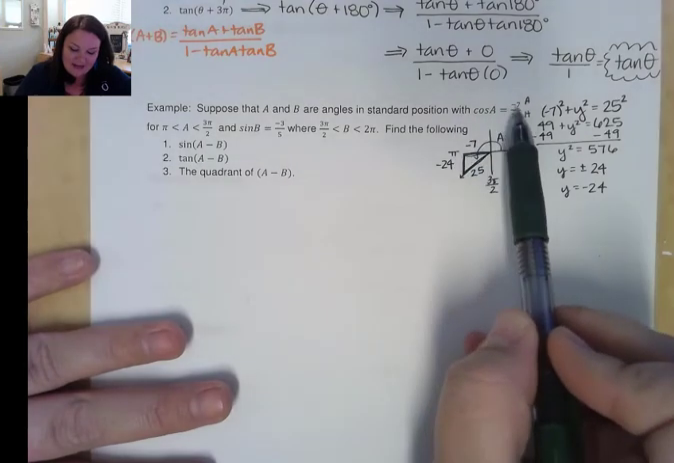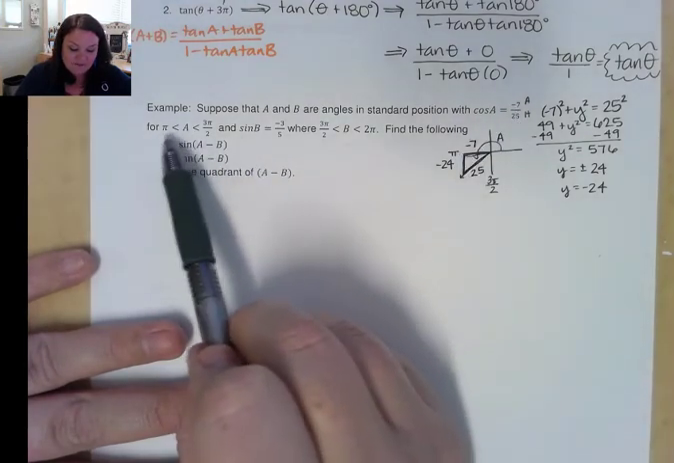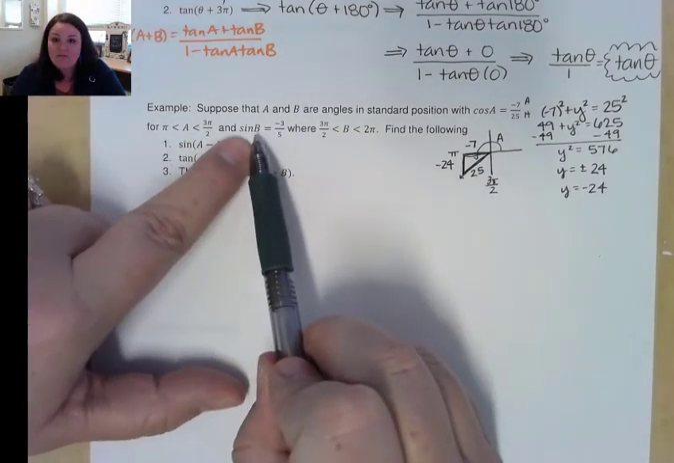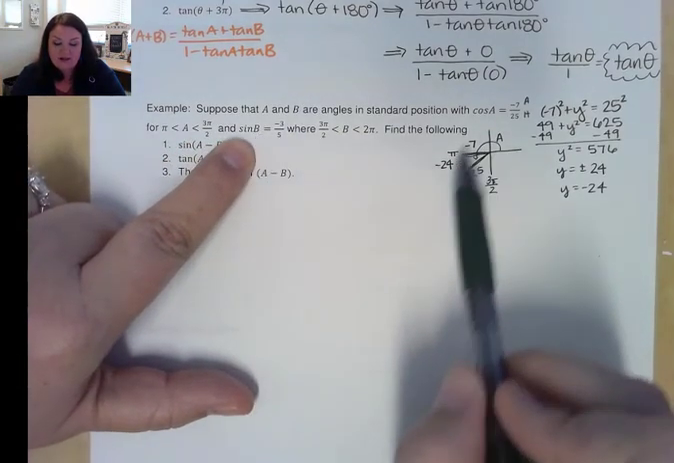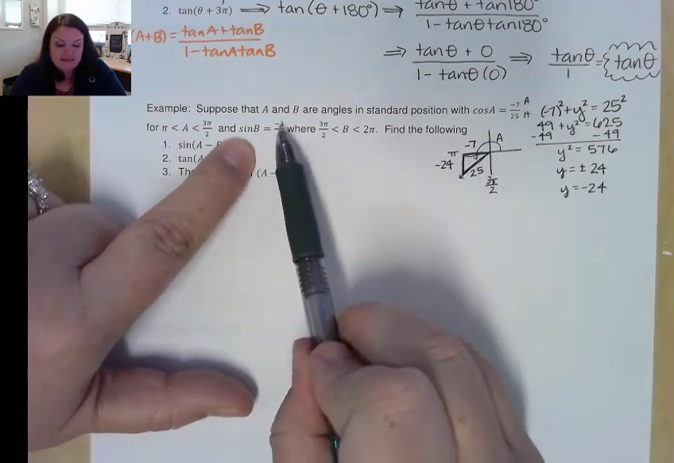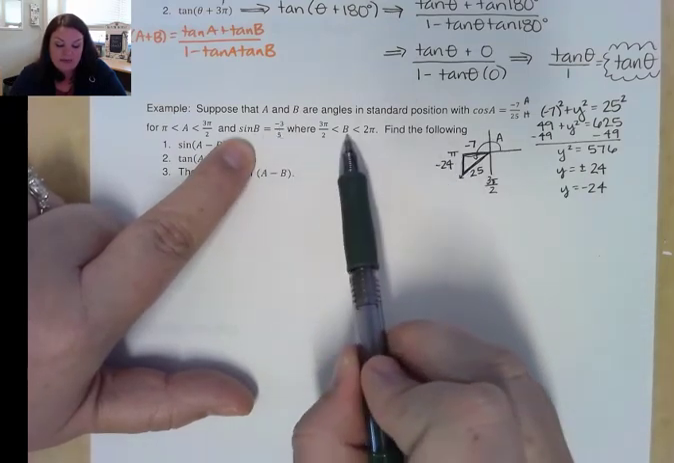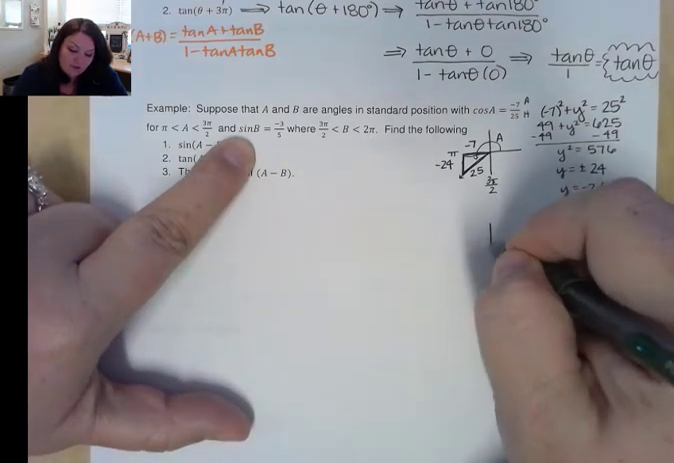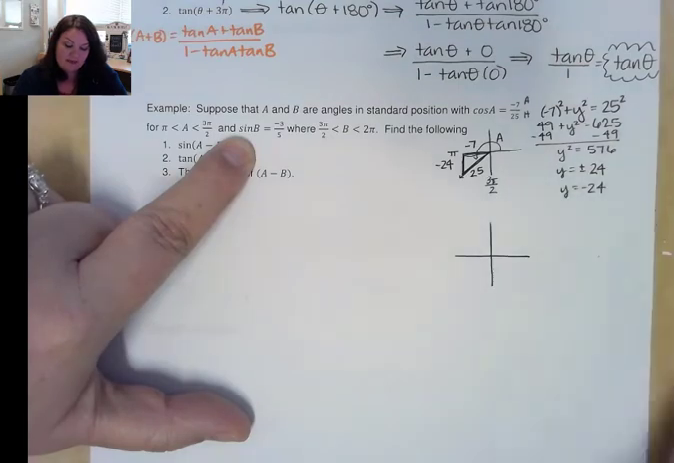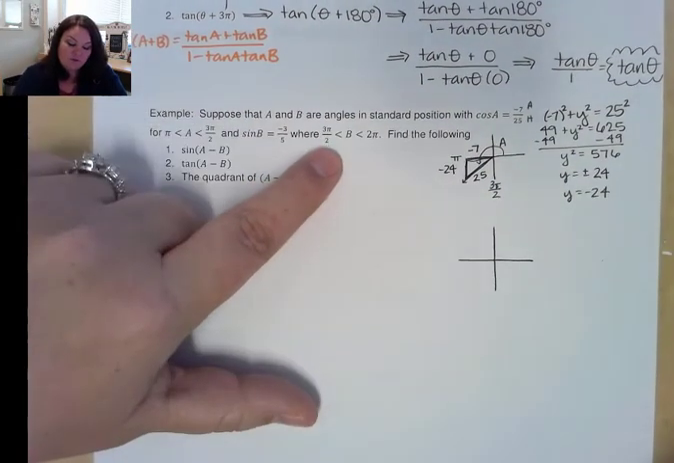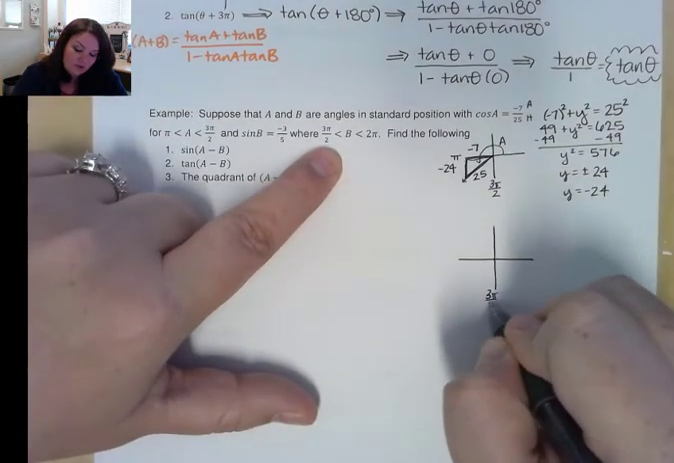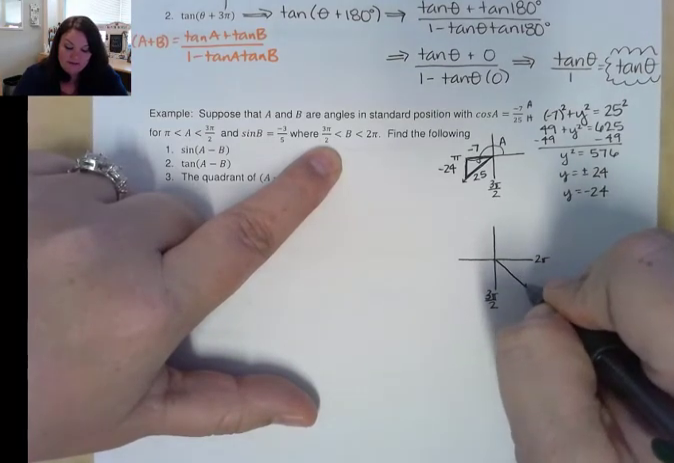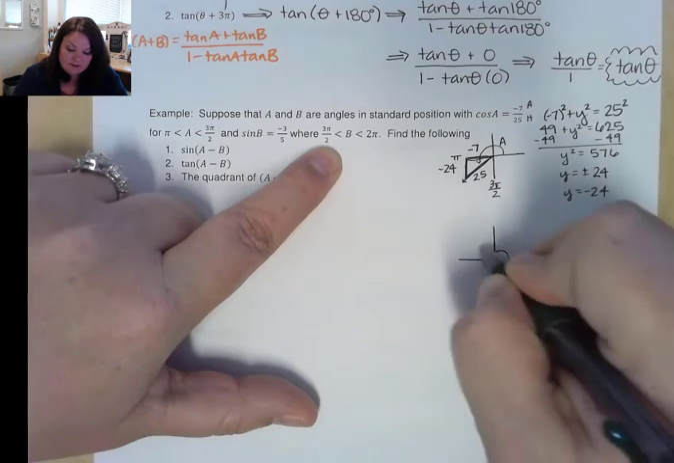So cosine A is negative 7 over 25, where A is between pi and 3 pi over 2. Now it says, and sine of B. B is a different angle. This is all about A. So sine B is negative 3 over 5, where B is between 3 pi over 2 and 2 pi. So I'm going to make a new little picture for sine B. So it says B is between 3 pi over 2 and 2 pi. So my angle B is somewhere over here, right, in standard position.